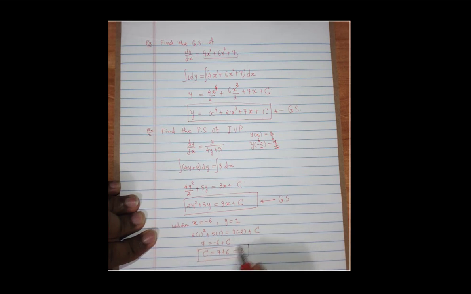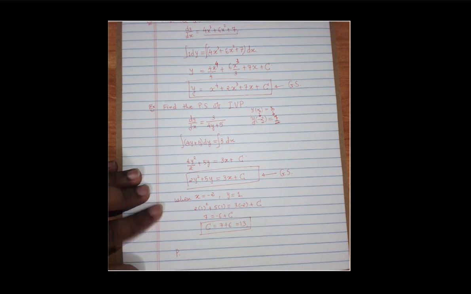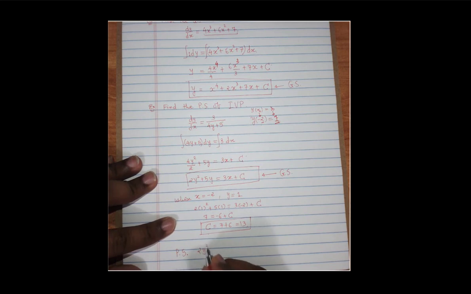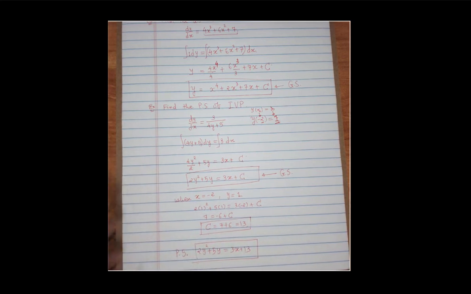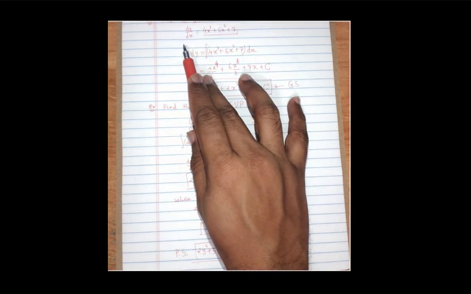Throw this particular c value into your general solution and write down the particular solution. Alright, so our particular solution is going to be 2y square plus 5y equal to 3x plus 13. Okay, so these are ideal type of problems to start our discussion with, where I use direct matching on both sides.